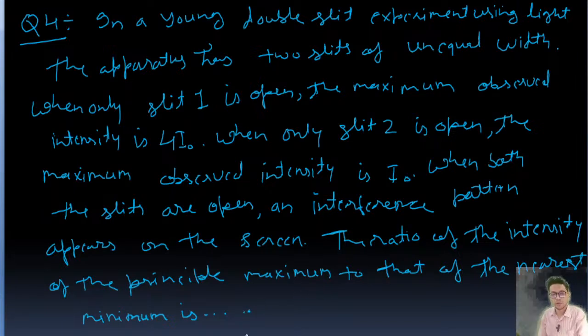So this is the question which is given. A Young double slit experiment using light, apparatus has two slits of unequal width. So their width is not equal. When slit 1 is open, the maximum observed intensity is 4 I naught. When only slit 2 is open, the maximum observed intensity is I naught. When both slits are open, an interference pattern appears on the screen. The ratio of the intensity of the principal maximum to that of the nearest minimum is.